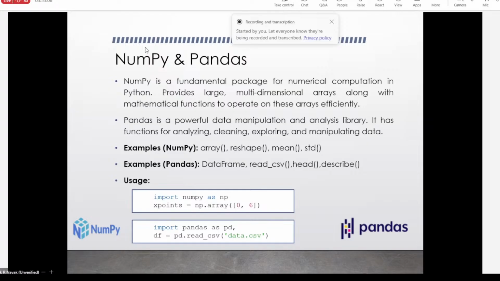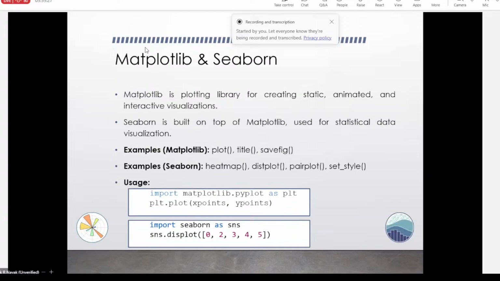Similarly, I'm not focusing on pandas here. Probably you might have seen that pandas is another library which helps in analyzing data and is basically used for data manipulation, right? You can easily read data if it is present in a CSV file. It also has a lot of other functions for analyzing, cleaning, exploring, and manipulating data. Similarly, there are some visualization tools like Matplotlib and Seaborn.